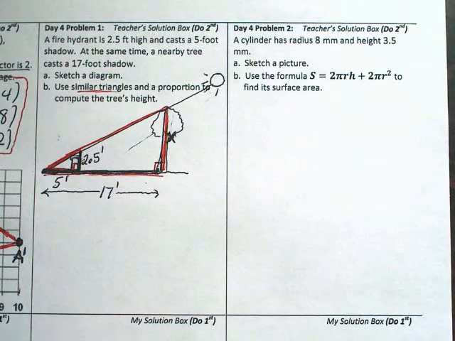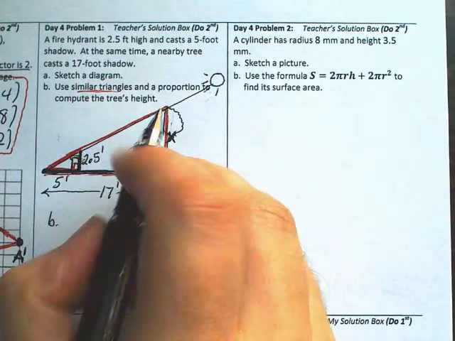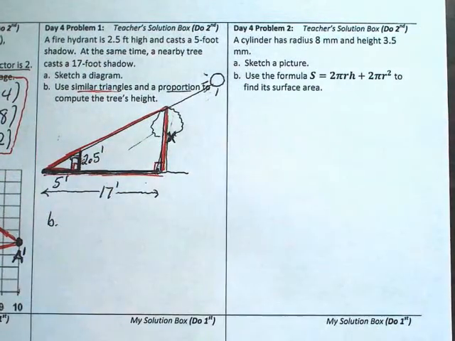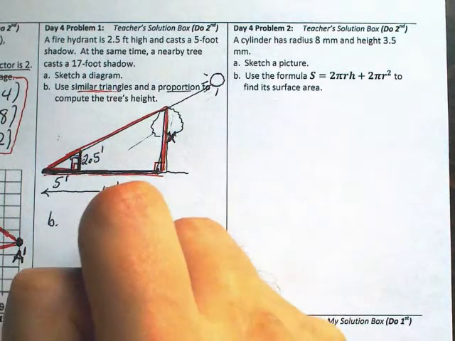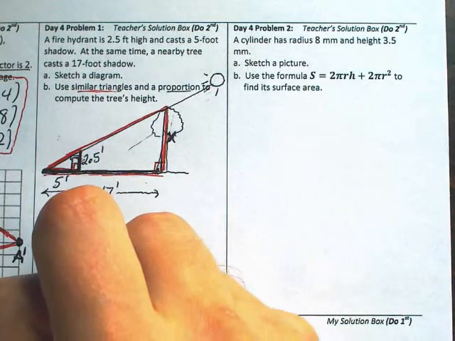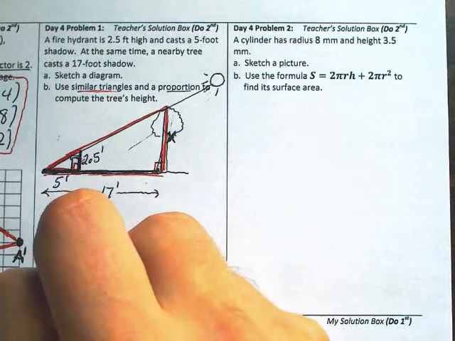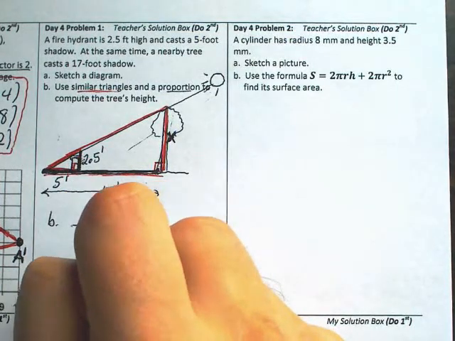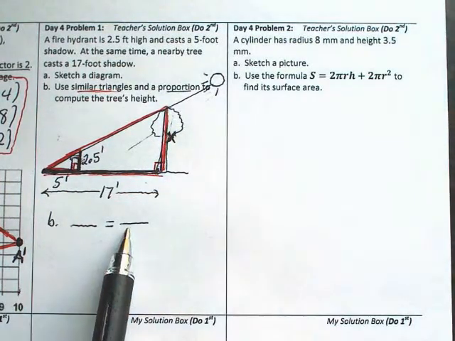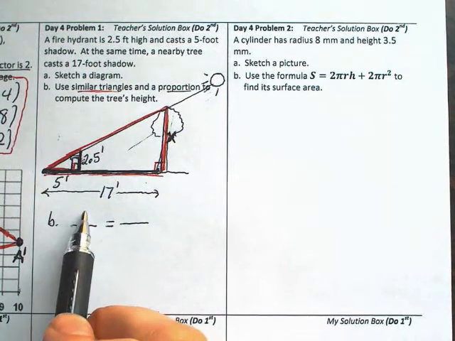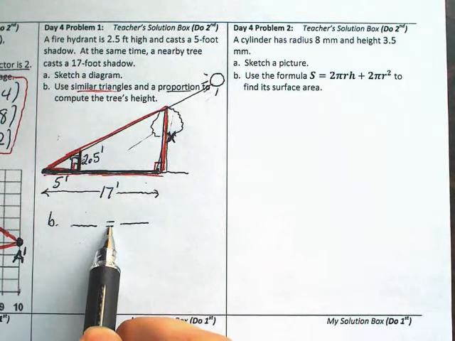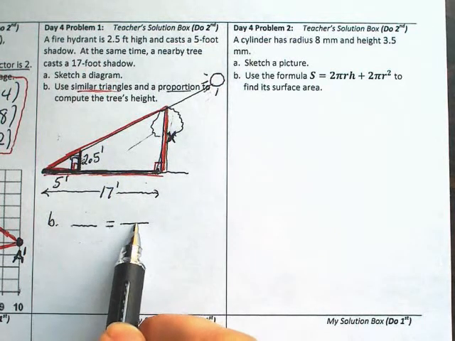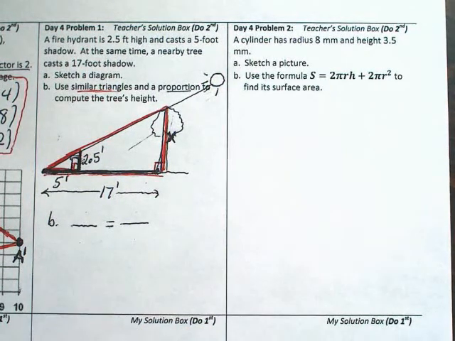So let's tackle part B. Use a proportion to compute the tree's height. Okay. Now, a proportion is a particular kind of equation where the expression to the left side of the equals is a fraction, and the expression to the right side of the equals is a fraction as well. So some number compared to some other number will be equal to a number compared to a number.